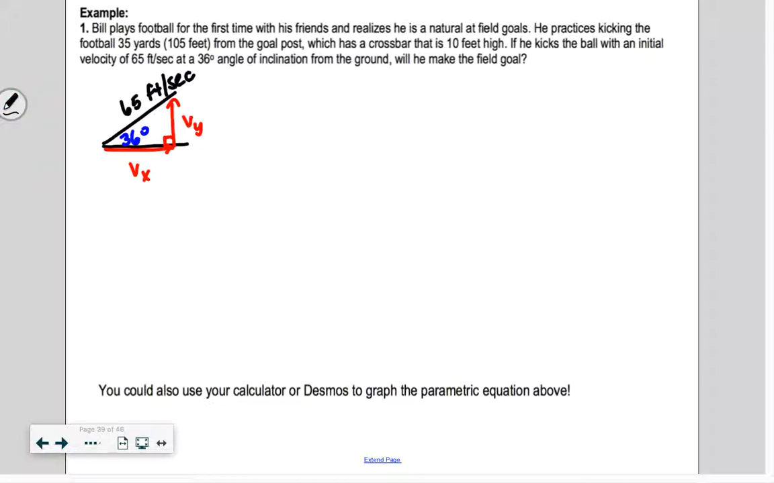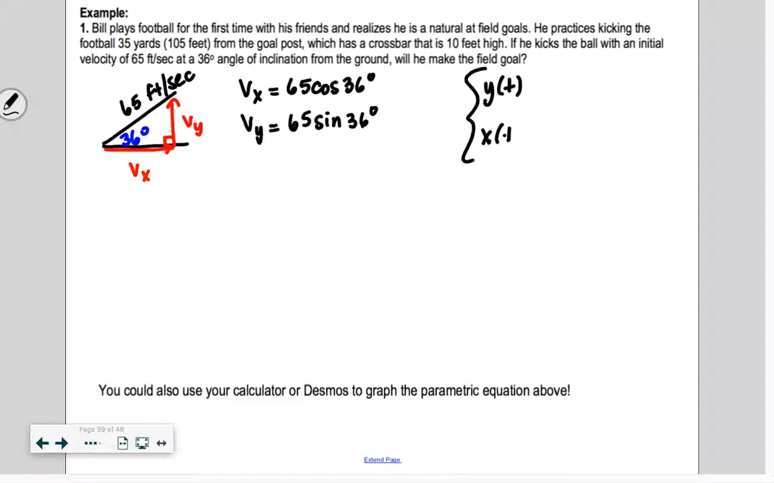Okay, so we end up getting that our v sub x is equal to 65 cosine of 36. Do you guys know where I got that? And our v sub y is going to be 65 times sine of 36. So we get parametric equations, right? Our two equations together involve our y equation and our x equation.